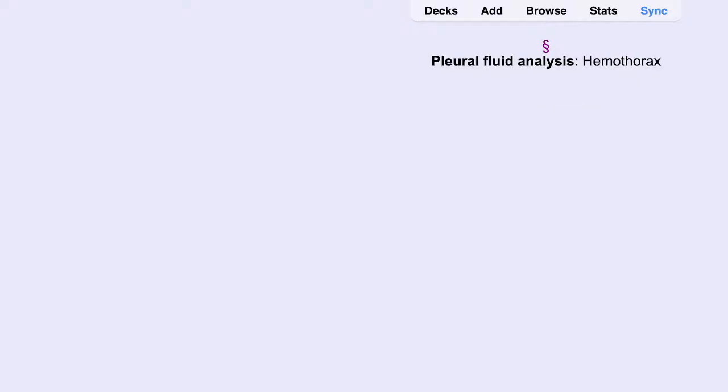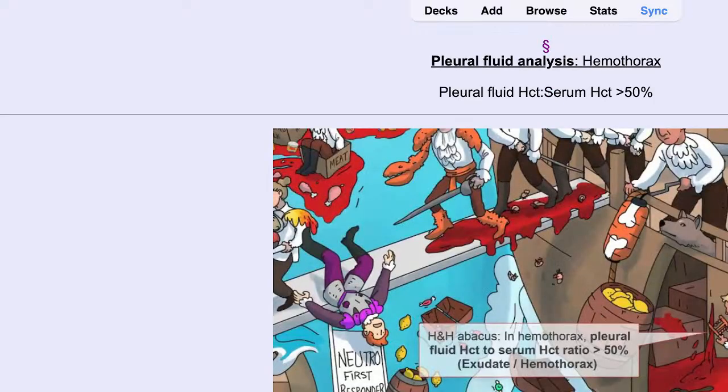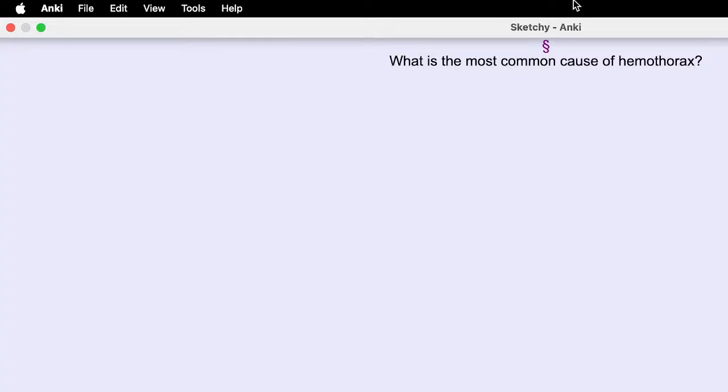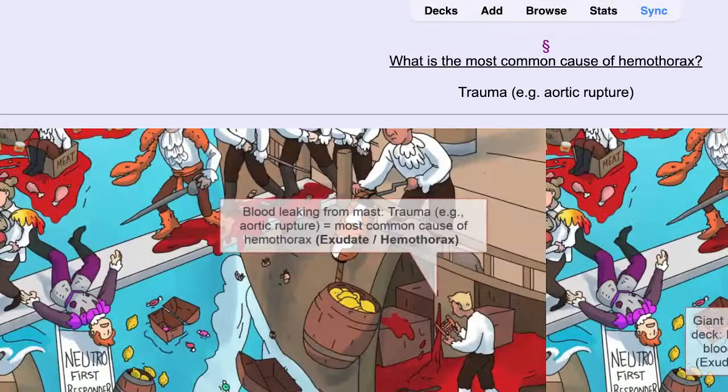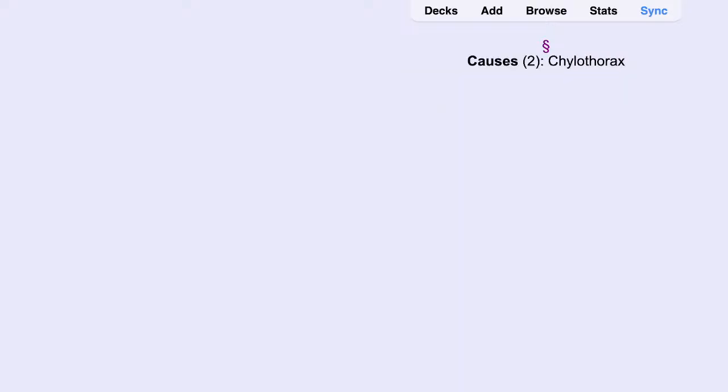Hemothorax. Well, I'm sure you'll get blood. So pleural to serum hematocrit is more than 50 percent for that. Wow, pleural to the serum, more than 50. What's the most common cause of a hemothorax? It has to be injury, trauma, something, an aortic rupture, fine, whatever.